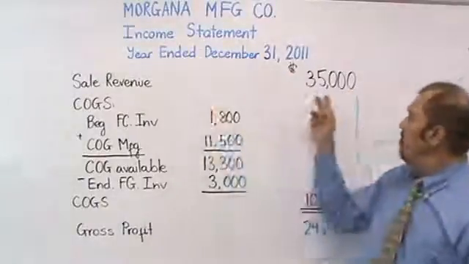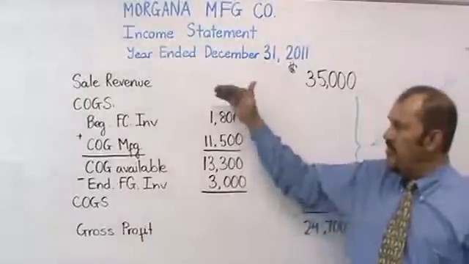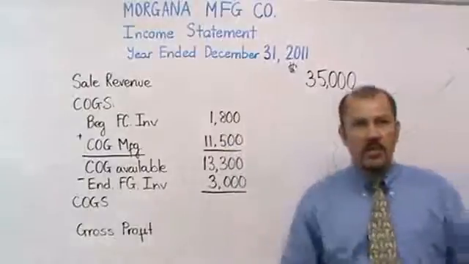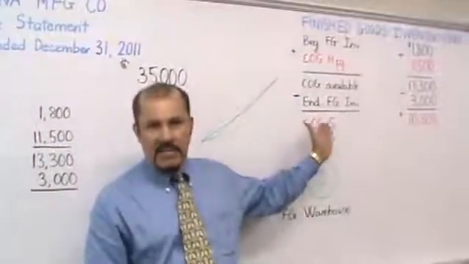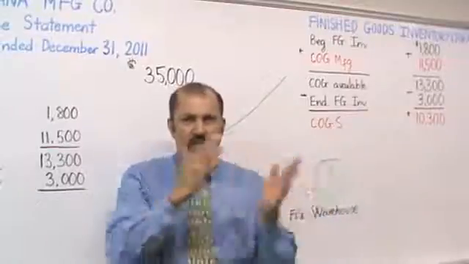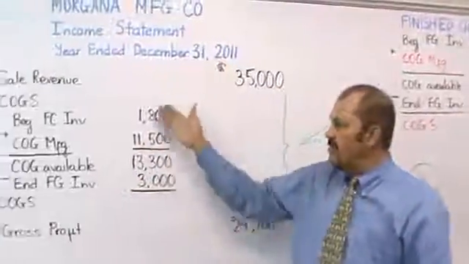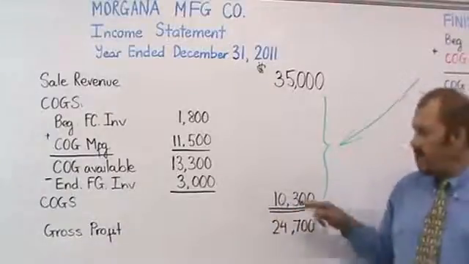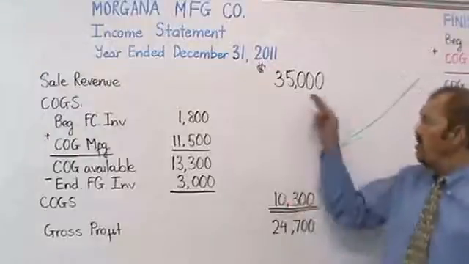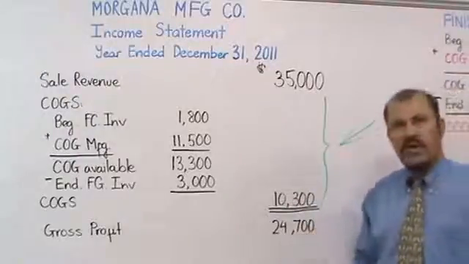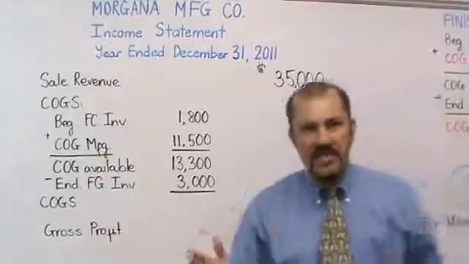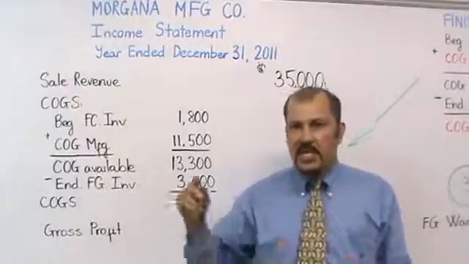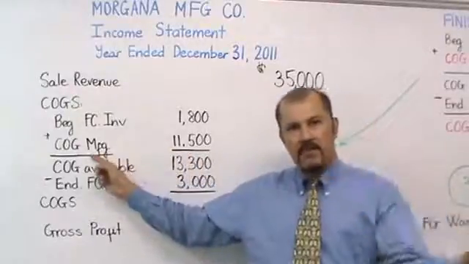So we have sales revenue of $35,000, and then from the sales revenue we subtract our cost of goods sold, and the cost of goods sold calculation is basically what we had done earlier in part 1. So those same calculations now are transplanted into our income statement, and as you can see, it's the same $10,300 cost of goods sold calculation. So when you subtract your cost of goods sold from your sales revenue, you end up with a gross profit of $24,700.